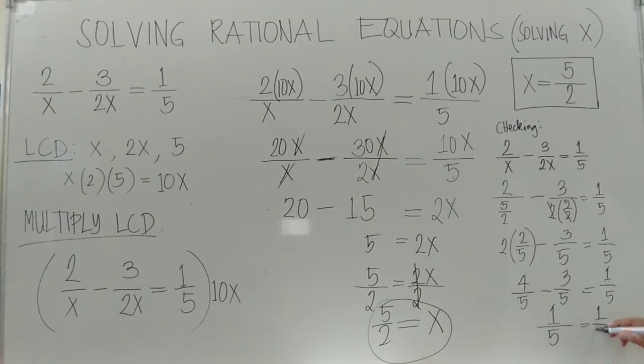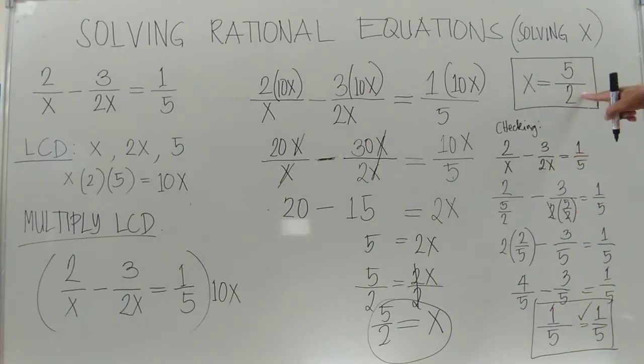Then the other side is 1/5. So we will ask ourselves, is 1/5 equal to 1/5? True or false? When it's true, it is true. So therefore, x equals 5/2 is the solution of your rational equation. Again, is 1/5 equal to 1/5? True or false? Since it is true, x equals 5/2 is the solution of your given rational equation.